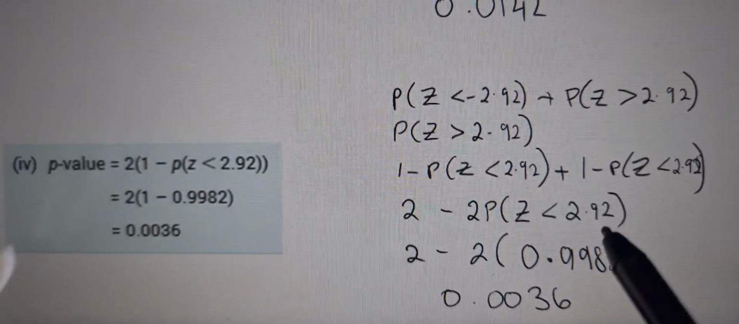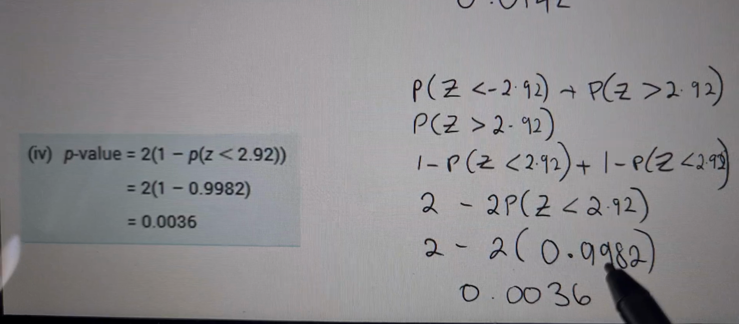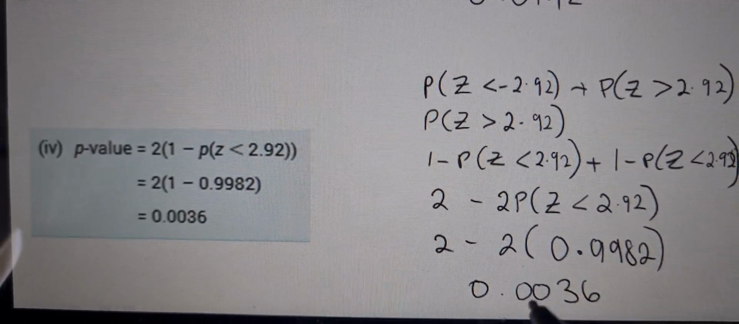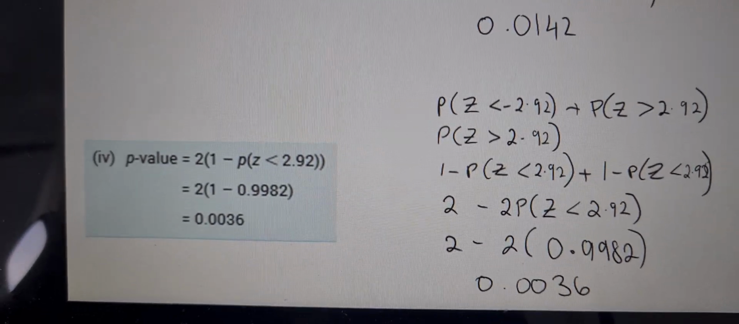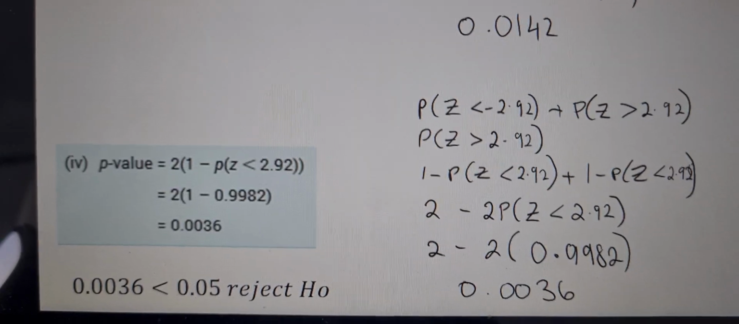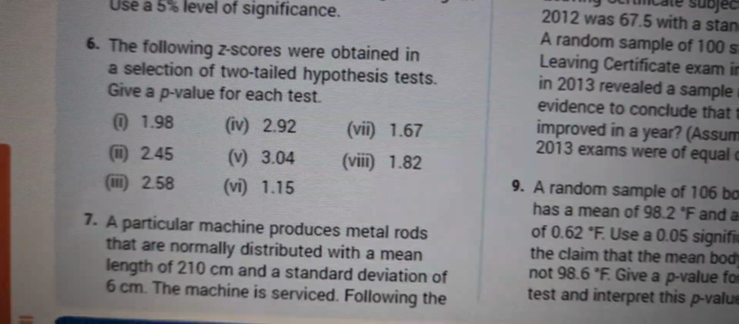Go to your Z tables, get out a Z score of 2.92, which gives you back a probability reading of 0.9982. Sub it into your sum here, and it works out to be 0.0036. So because 0.0036 is less than your significance level, you would have also rejected H0. So that's part 4. Part 6 was 1.15.